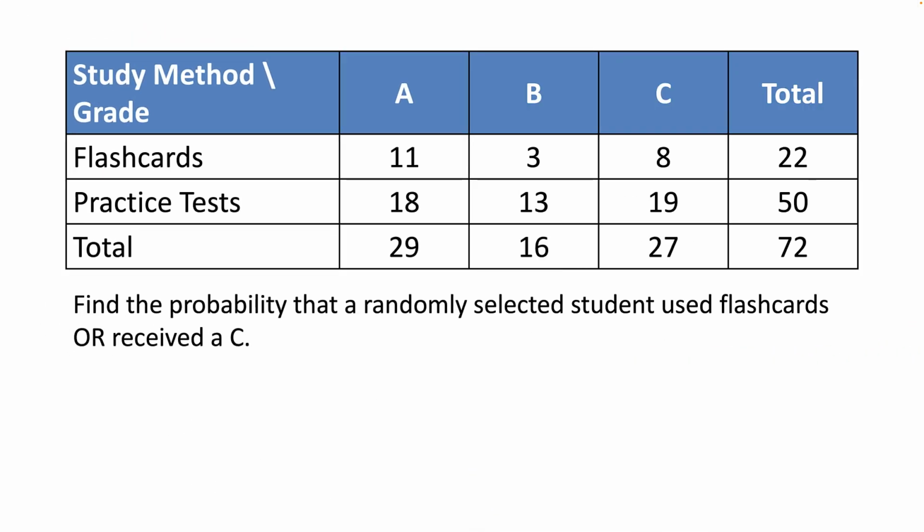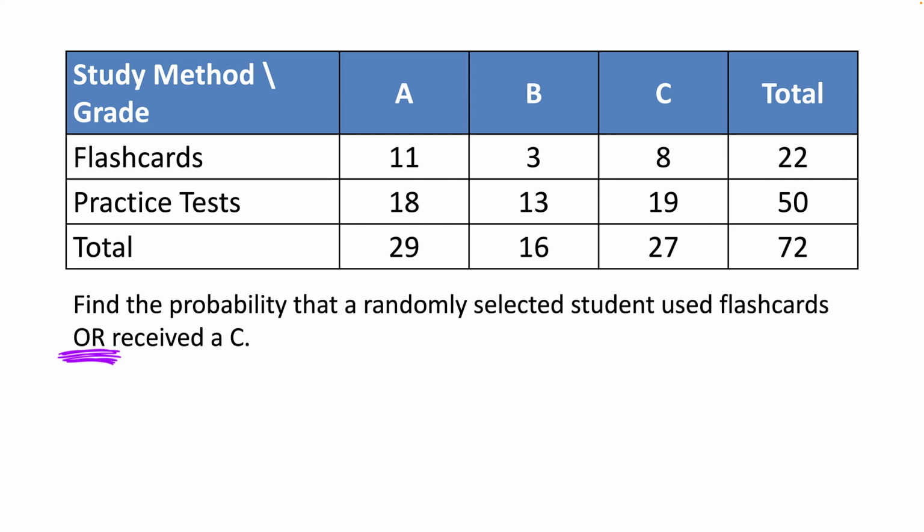For our next example, let's find the probability that a randomly selected student uses flashcards or received a C. Once again, there's that phrase "or" that usually tips us off that we're going to need to use the addition rule. But before we can use the addition rule, we need to ask ourselves whether these two events, using flashcards and receiving a C, are mutually exclusive.